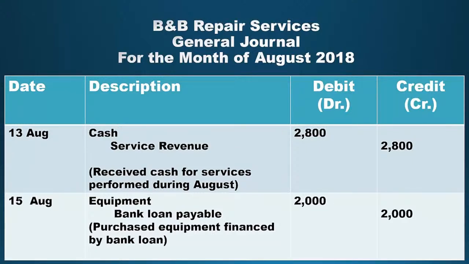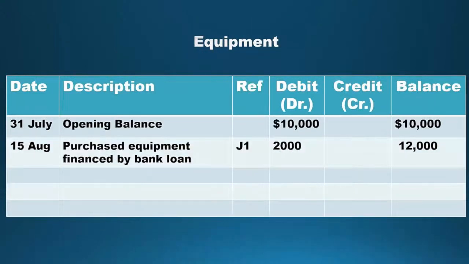Review the journal entry. On August 15, the company purchased new equipment worth $2,000. Instead of paying cash, the purchase was financed entirely with a bank loan. The journal entry for this transaction was debit equipment, $2,000, credit bank loan payable, $2,000. This means we'll need to post to the equipment ledger and the bank loan payable ledger.